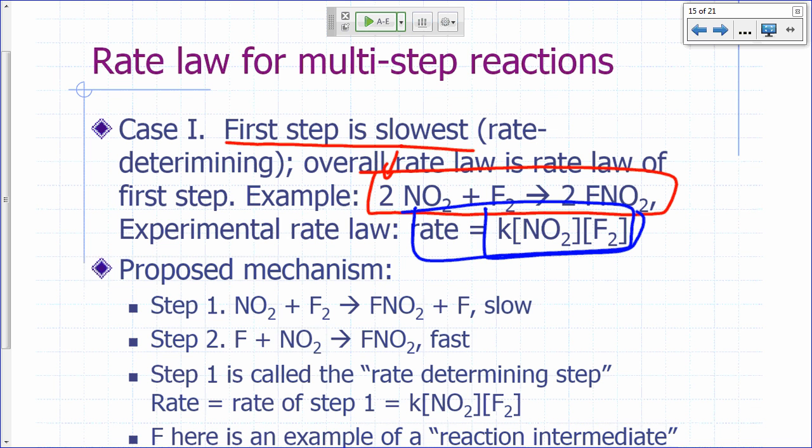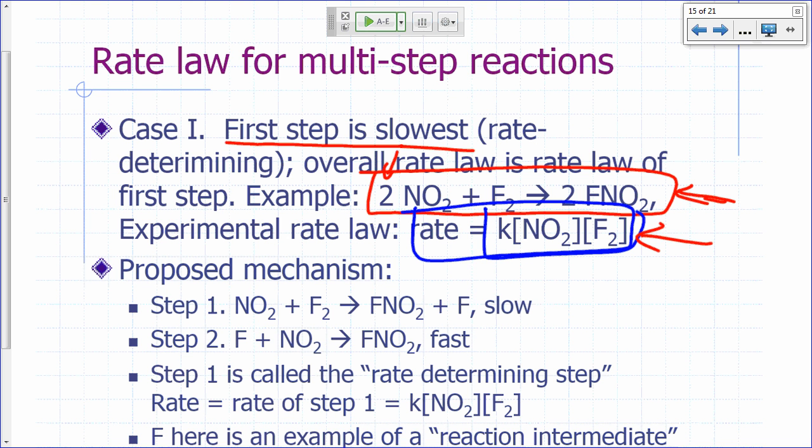Although your coefficient for NO2 in your balanced equation is 2, right there that tells you this can't be a one-step mechanism. This can't be a one-step reaction. So what kind of mechanism would lead to this type of rate law for this overall reaction that we have here? So here's one possible proposed mechanism.